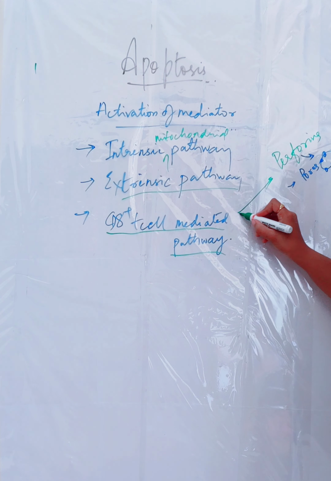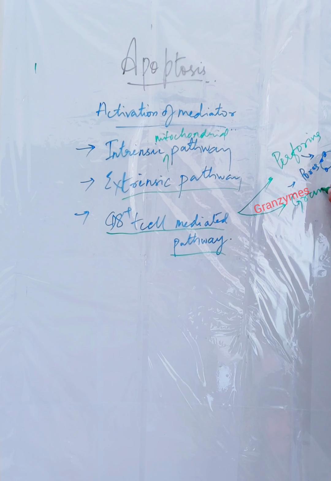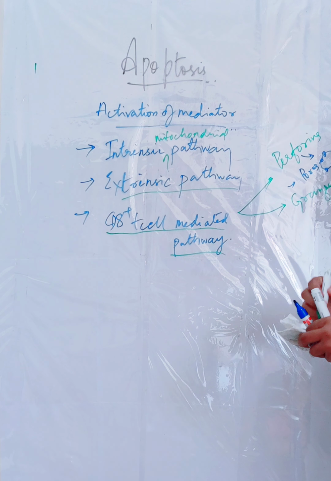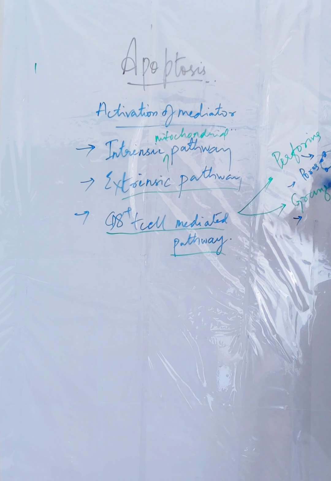Then the CD8 T cell also activates granzymes. These granzymes pass through the pores and enter the cytoplasm of the cell, and this will activate caspases and the cell undergoes apoptosis.